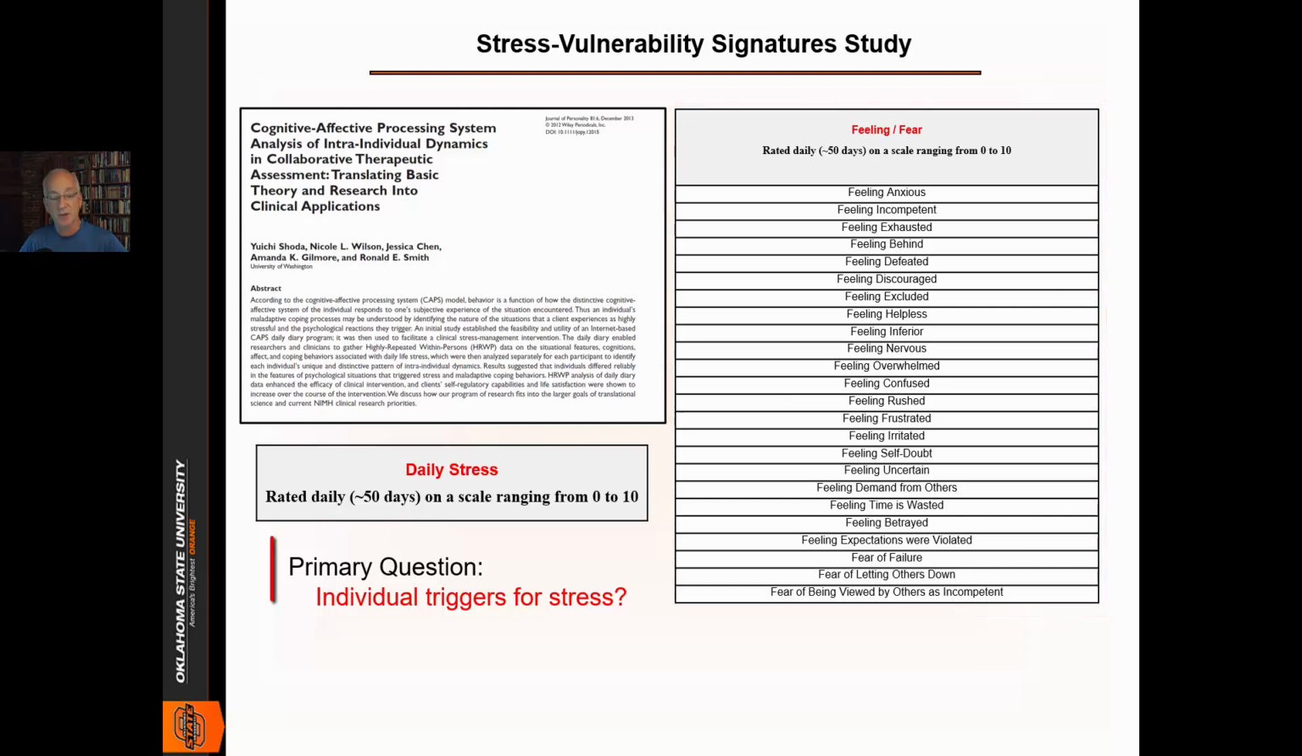Their primary question in this research was, are there individual triggers for stress? For one participant, you might find that feeling nervous is a trigger for stress. For another participant, it might be feeling uncertain. Another participant, it may be feeling helpless, and so on. So are there individual triggers for stress? Again, we have stress ratings for 50 consecutive days approximately, and we also have these feeling and fear ratings for the same approximately 50 days. So now let's switch over to the OM software and see how we would analyze these data therein.